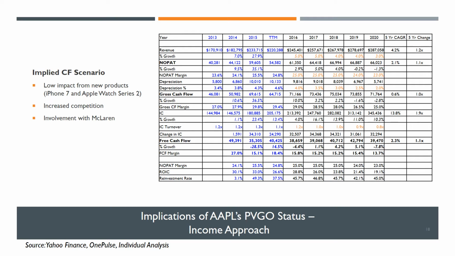So what I have here is a scenario in which Apple could achieve 2% growth over the next 5 years. Plain and simple. I project out revenues, the margins on that, gross cash flow, the changes in invested capital, and free cash flow. And to further these projections, I have made some assumptions.